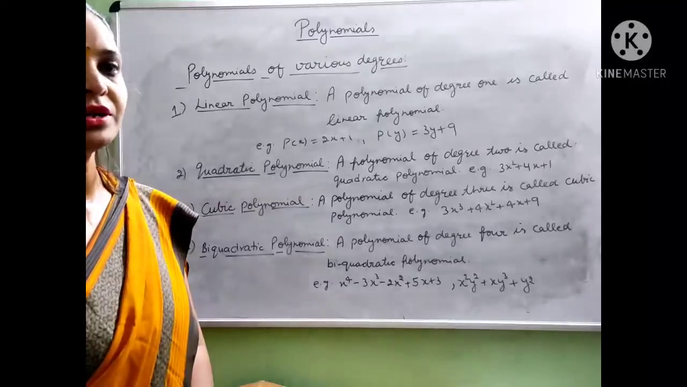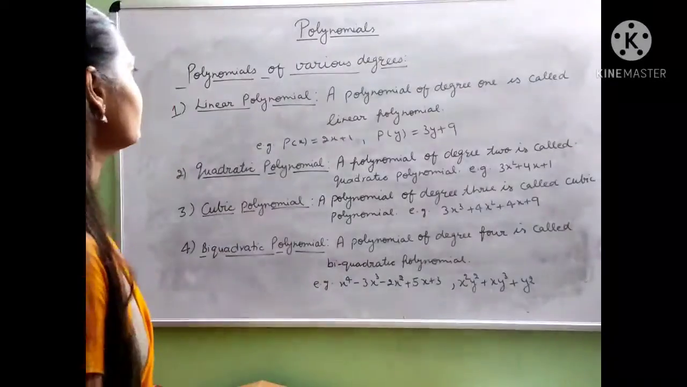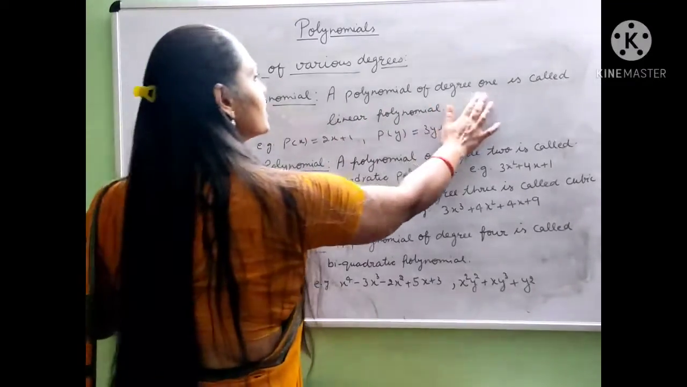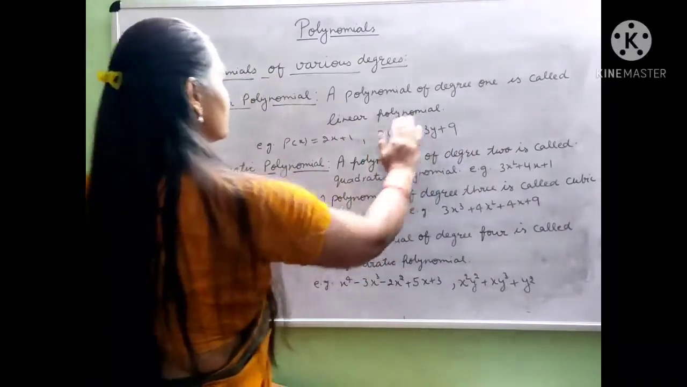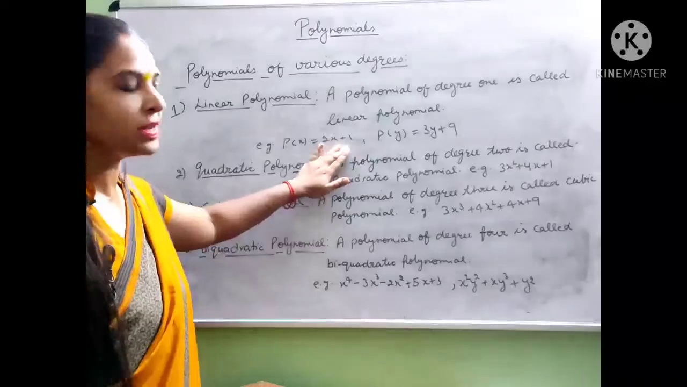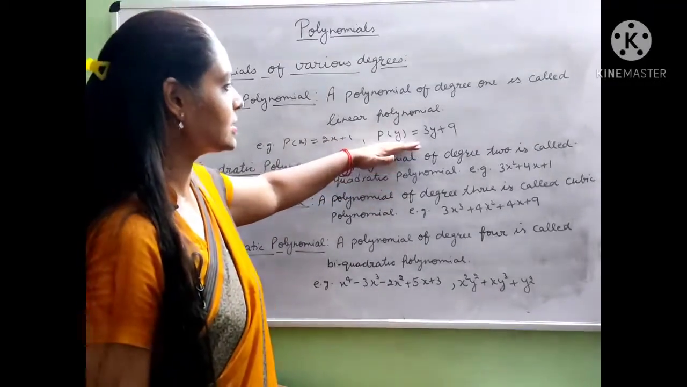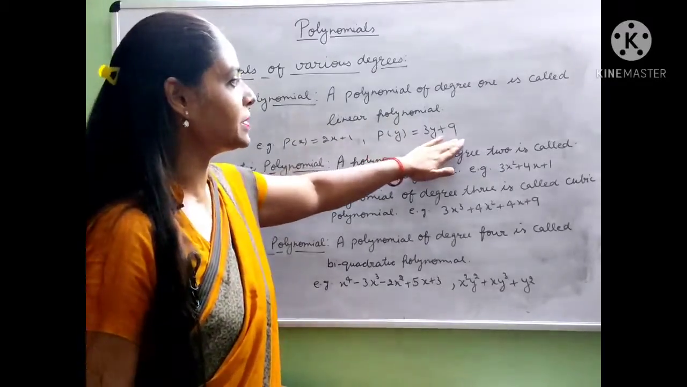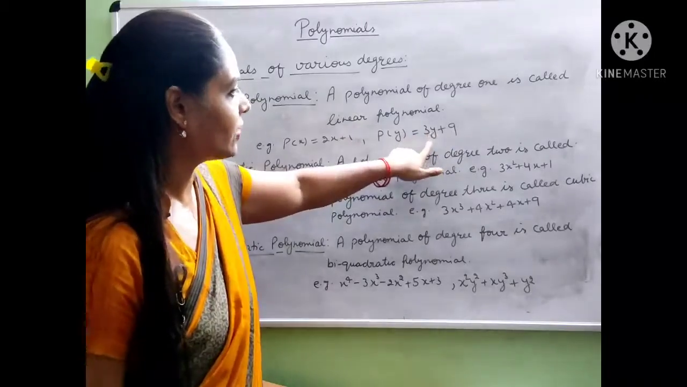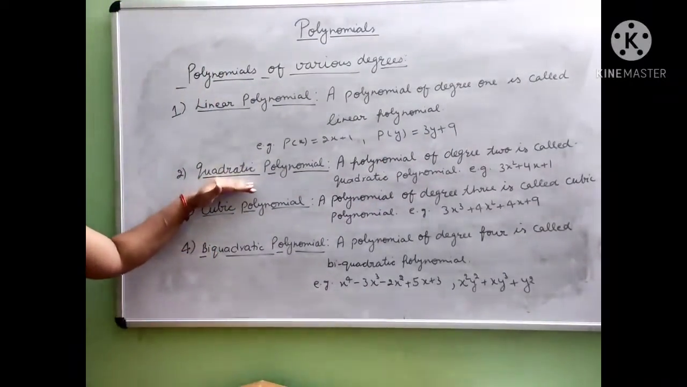Now we have to learn different types of polynomials on the basis of their degrees. First one is linear polynomial. A polynomial of degree 1 is called a linear polynomial. For example, 2x plus 1 is a linear polynomial in variable x having power only 1. Another example I have taken is 3y plus 9. This is again a linear polynomial with variable y.